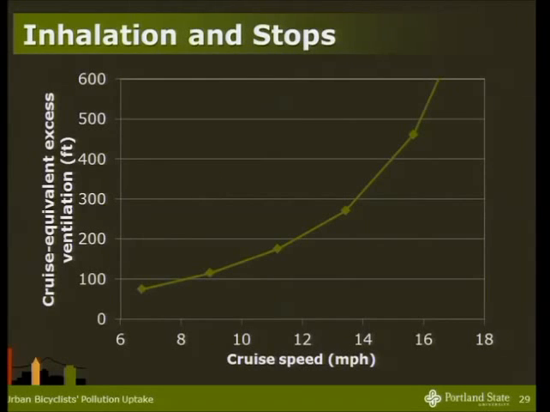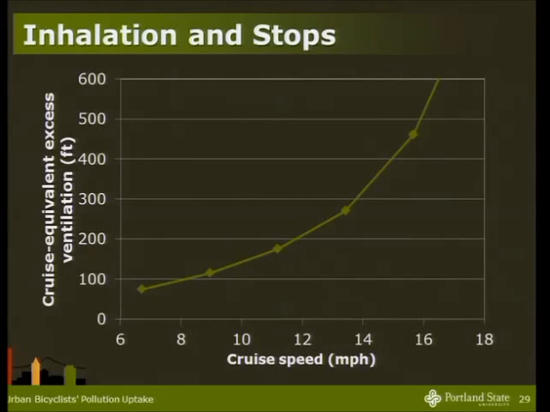We can also look at the effects of stops along a route on ventilation rates. What we're looking at here is, on the horizontal axis, a range of cruising speeds. And on the vertical axis, I'm showing the inhalation penalty of coming to a stop and then accelerating back up to your cruising speed, not counting any stop time. So this is basically a penalty associated with the extra time it took to do that, as well as the extra energy it took to accelerate back up to cruising speed.